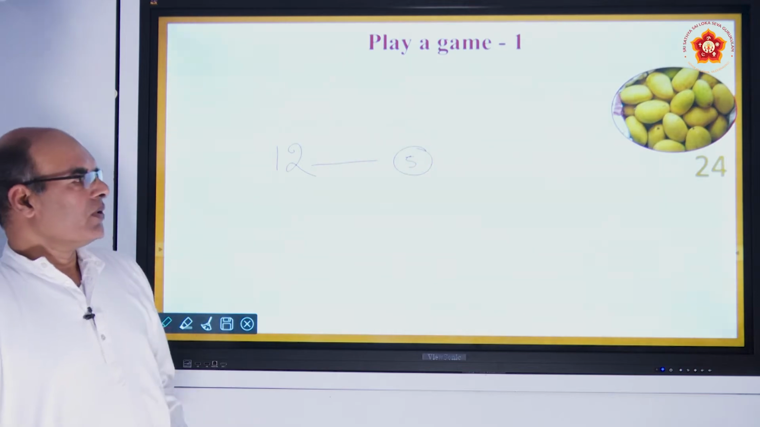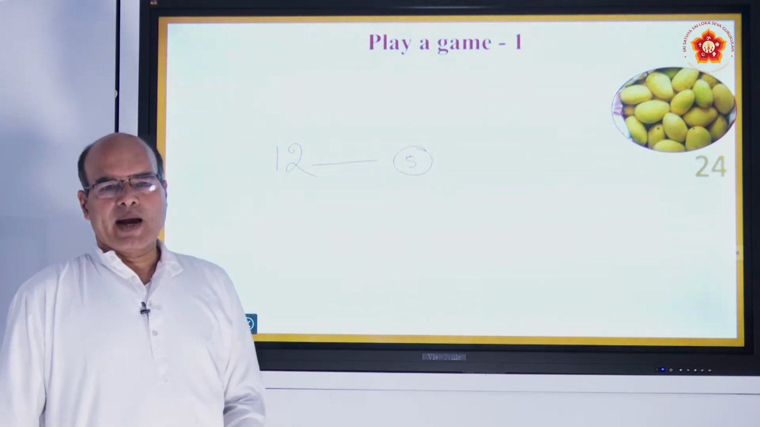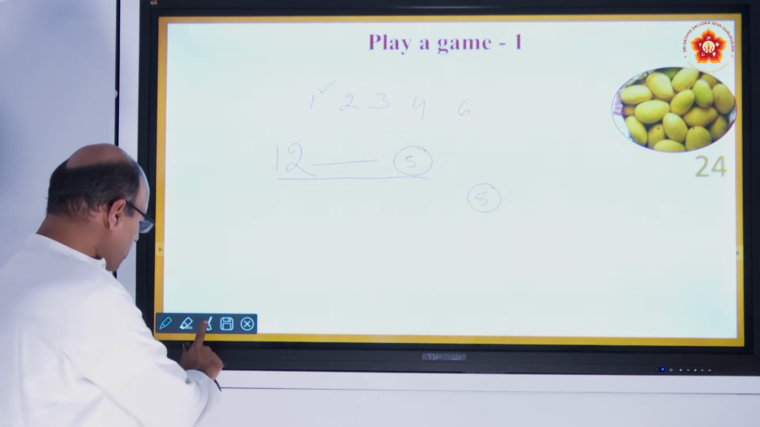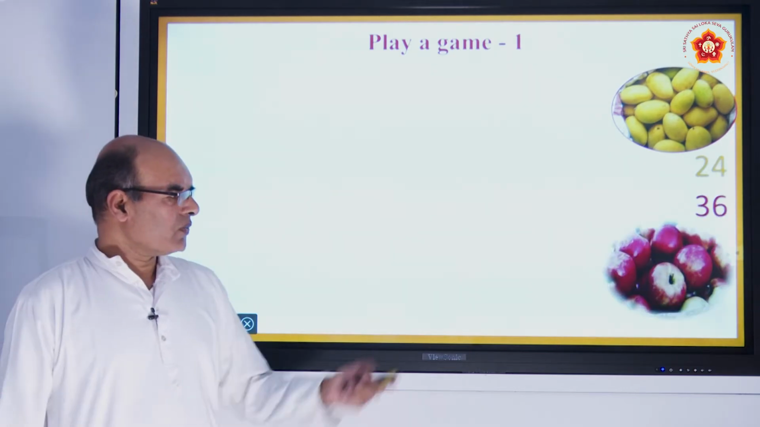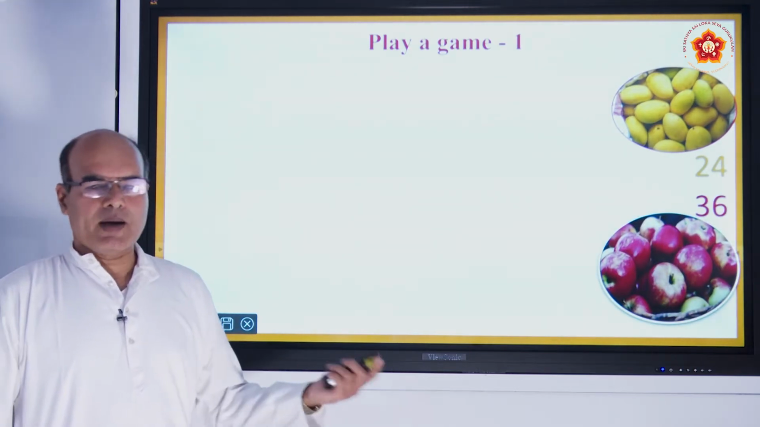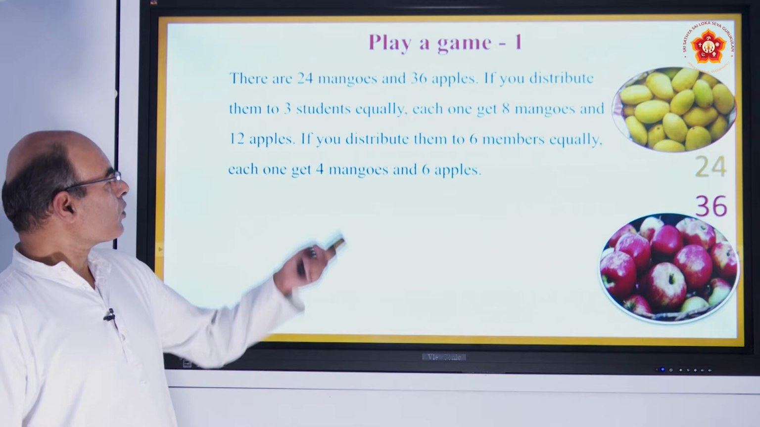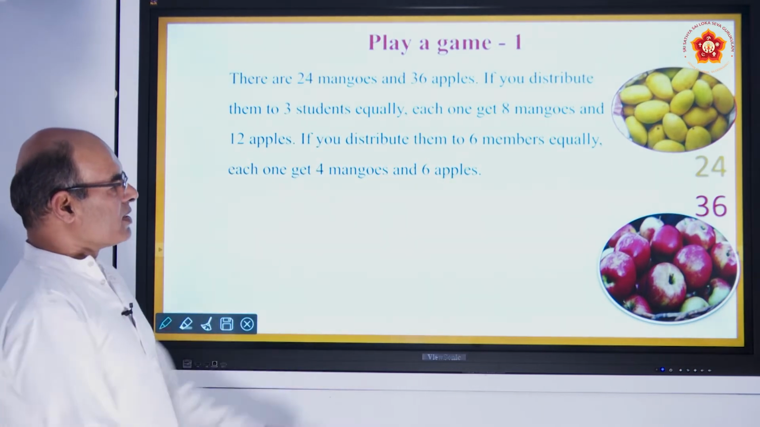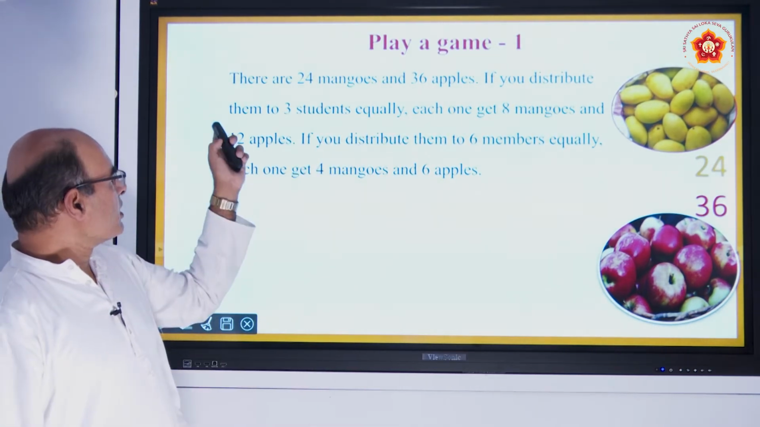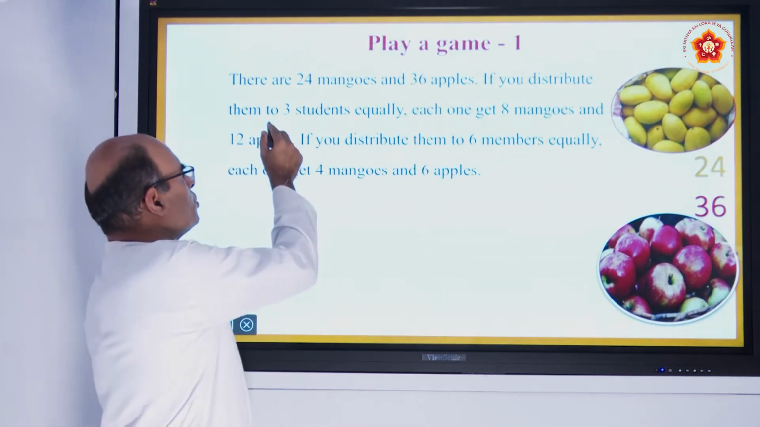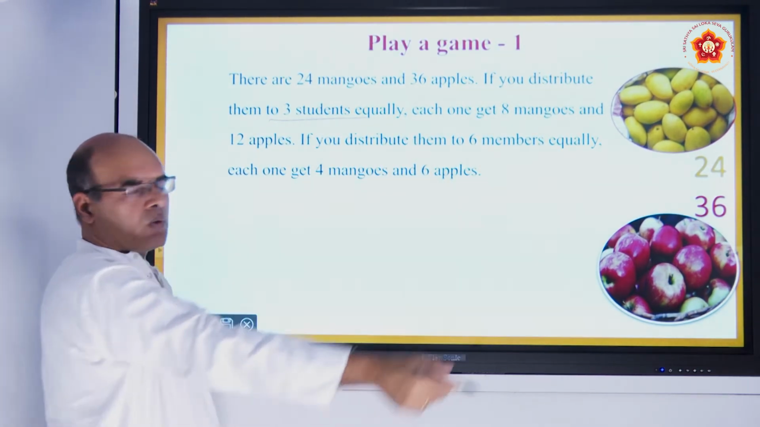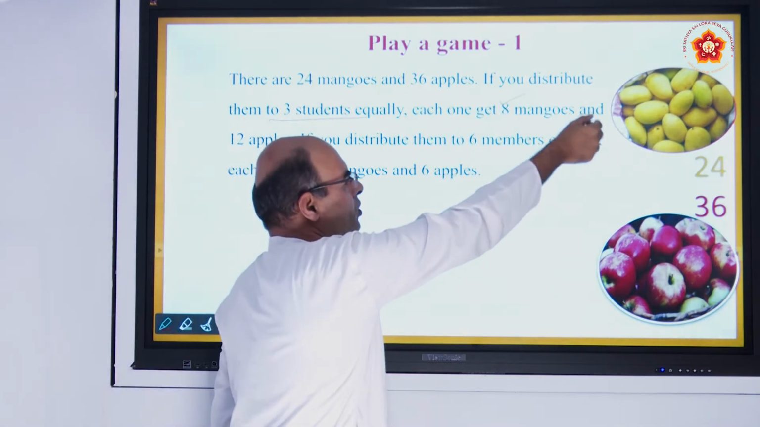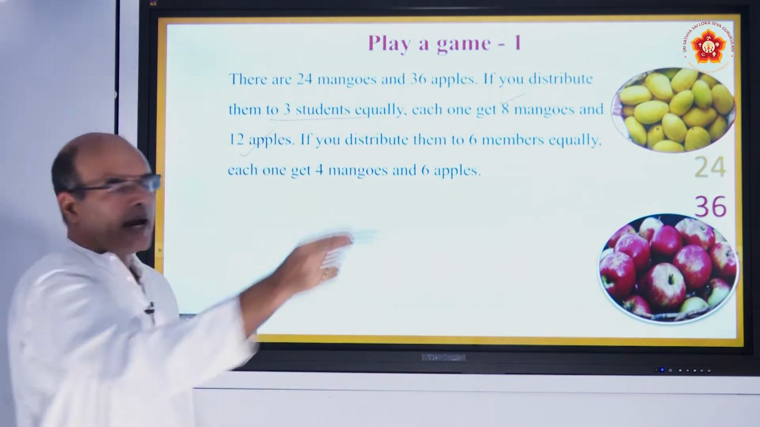Similarly, we have 24 mangoes in a basket. Along with the mangoes, we have 36 apples. The question asked is, there are 24 mangoes and 36 apples here. If you distribute them to 3 students equally, then each one gets 8 mangoes and 12 apples.